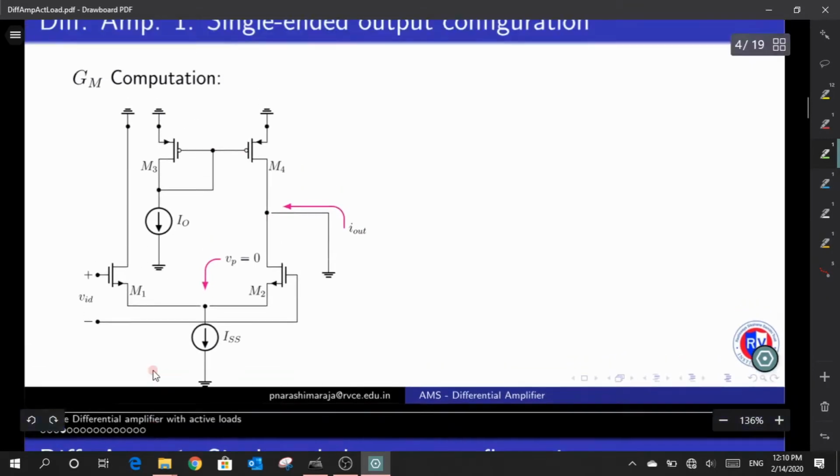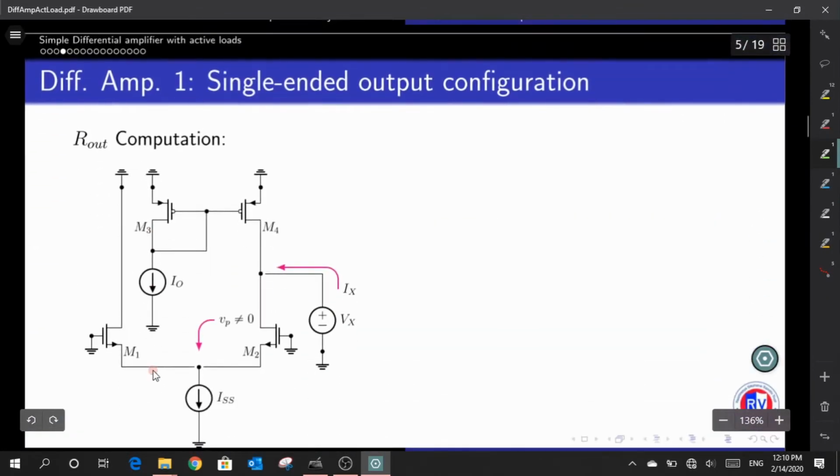Later we tried to figure out the value for this ROut. So what we did is that we apply a small signal Vx and try to measure this Ix. In this case, this node is not the same as this node, because the drain of M1 is connected to the ground, whereas the M2 drain is not connected to the ground, but rather to some potential. Because of that, the circuit loses its symmetry, and whenever the circuit loses its symmetry, we know that the node at this particular point, Vp, cannot be at 0.